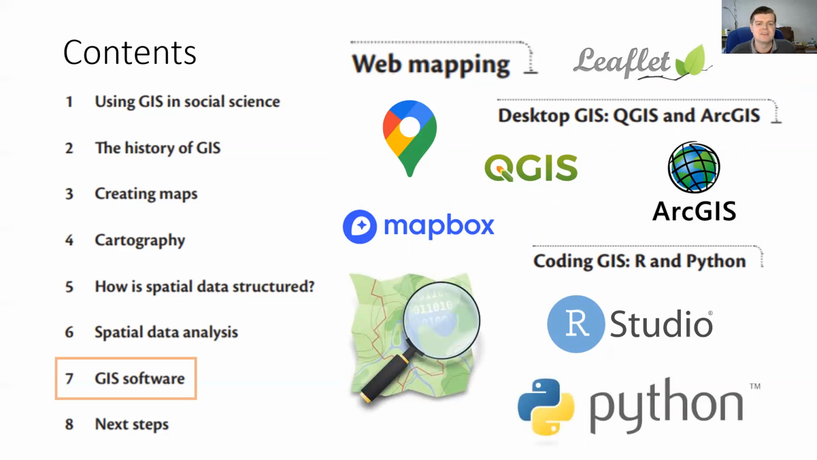The book is platform agnostic. It's not designed to plug one particular mapping platform, but I do say a little bit about the different types of platforms out there. Firstly, web mapping, whether it's Leaflet, Mapbox, Google Maps, OpenStreetMap, desktop GIS systems, QGIS or ArcGIS, and coding GIS as well, whether that's R or Python or a mixture of the two, or just to flag some resources for that.